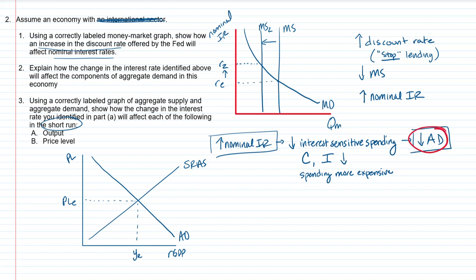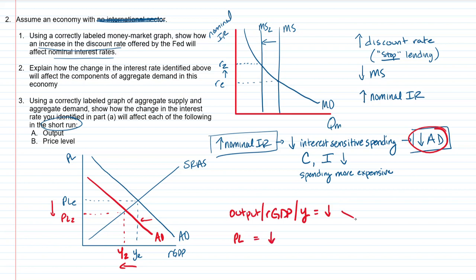A decrease in aggregate demand should shift aggregate demand here to the left, which is going to decrease Y and decrease price level. And so we can conclude that output, real GDP, Y, nominal income is going to decrease, and price level in this economy is also going to decrease, and both of these are because of the decrease in spending and the decrease in aggregate demand.